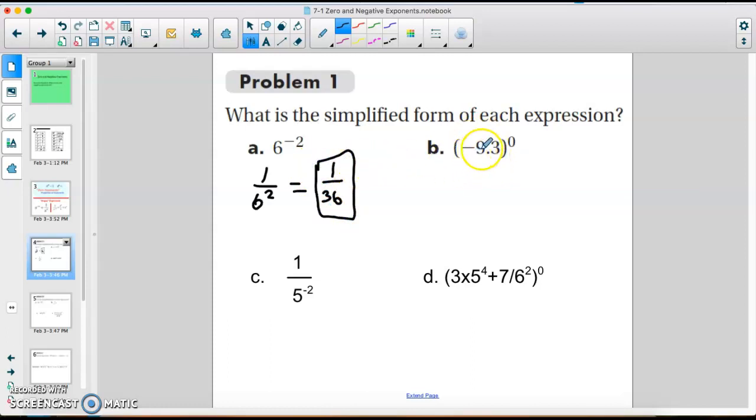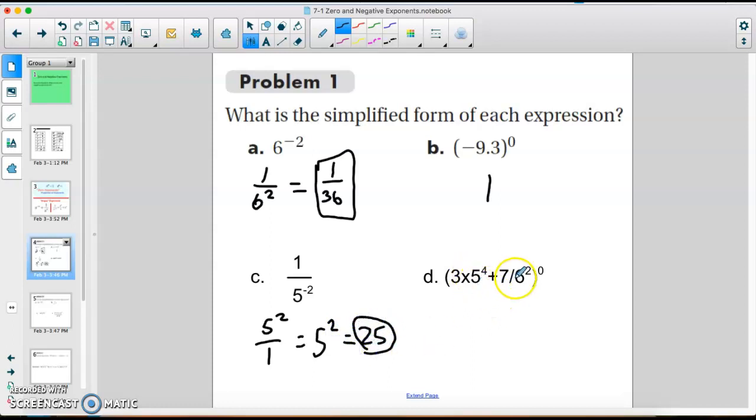Okay, now for this one, negative 9.3 to the 0 power, anything to the 0 power is 1. Okay, here I have 1/5 to the negative 2. Remember, when it's negative, if I flip it to the other side of the fraction bar, it becomes positive. So 5 squared over 1, which now that it's 1 in the denominator, I don't really need it, and so it's just 5 squared, which is 25.